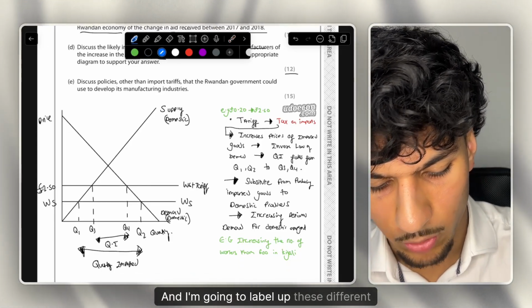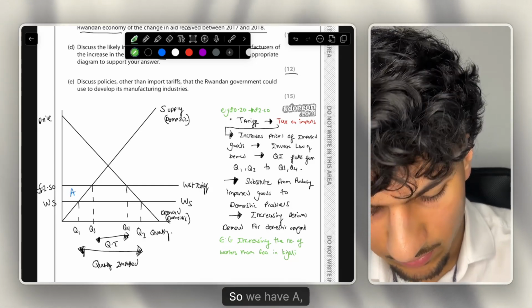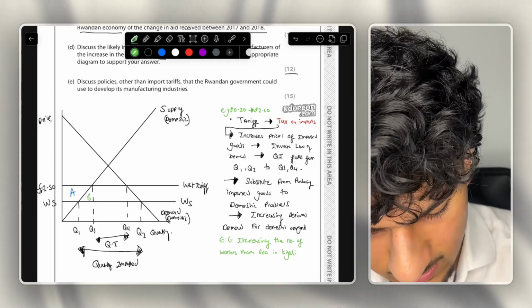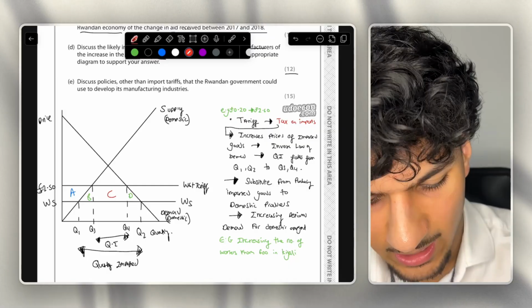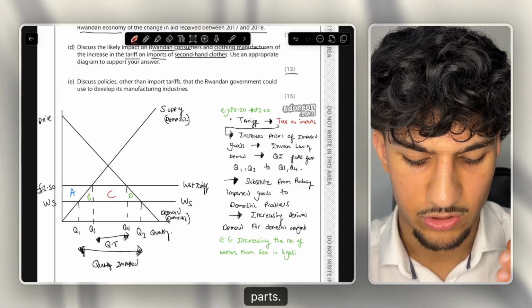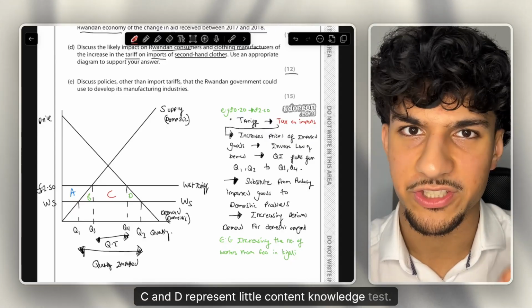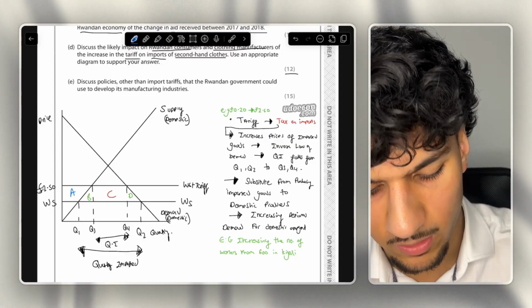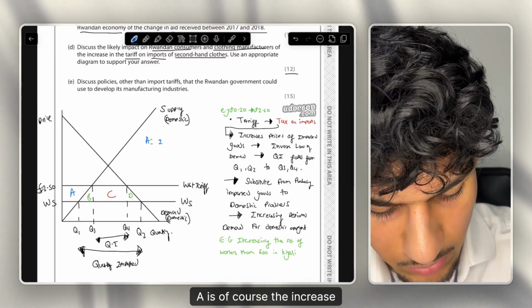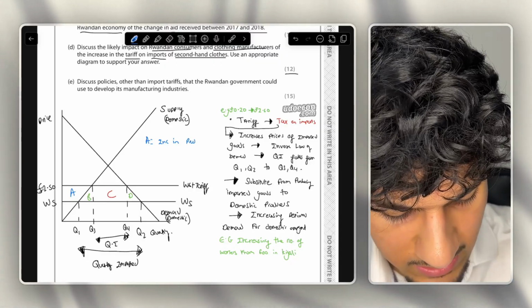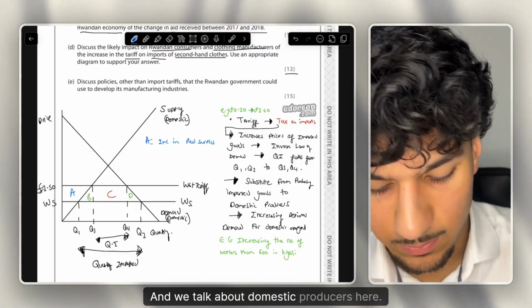And I'm going to label up these different parts. So we have A, B, we'll label that D, and C. Now, what do these parts, the letters respectively, A, B, C, and D, represent? Little content knowledge test. Let's start with A. A is, of course, the increase in producer surplus, and we talk about domestic producers here.